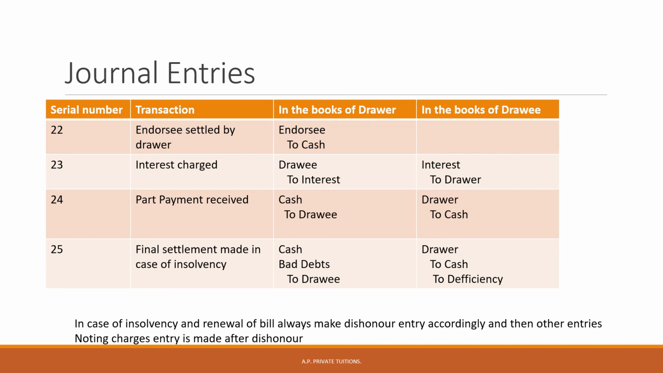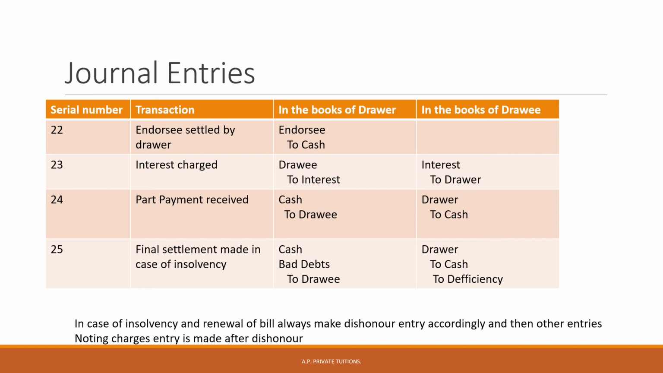And last entry is of final settlement. This comes in case of insolvency. The person is not in a position to pay the entire money. So the difference becomes bad debts for the drawer and deficiency for the drawee. Suppose the money is say 5,000 rupees. He's paying only half money. So cash account debit 2,500. Bad debts account debit 2,500. To drawee's account 5,000. Bad debts means it's your loss. Cash, bad debts to drawee. And in the books of drawee, entry is drawer is the receiver, so debited, to cash, to deficiency.